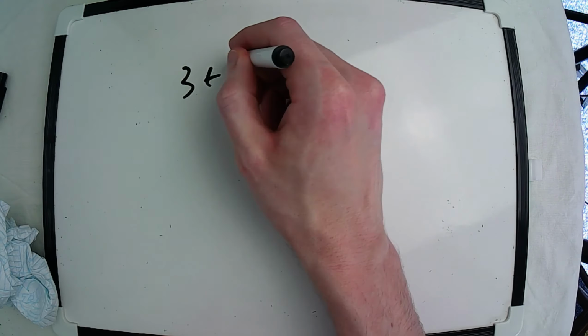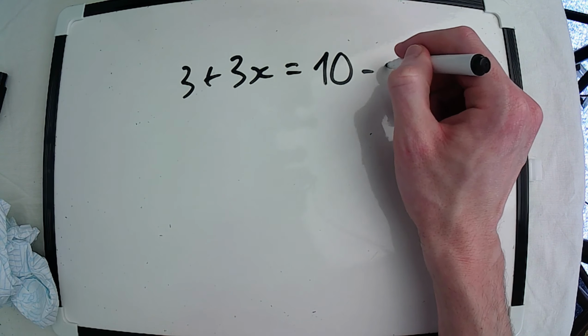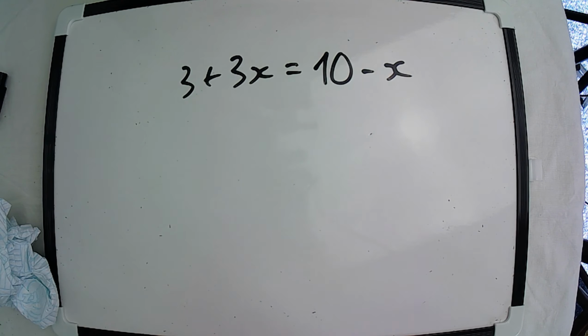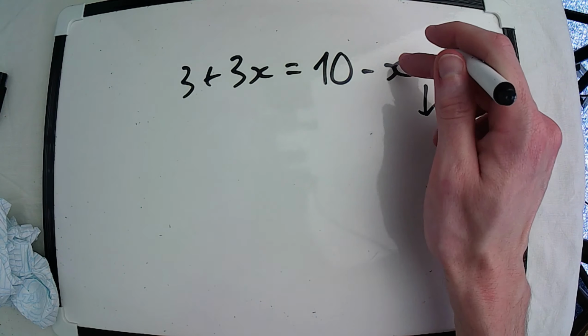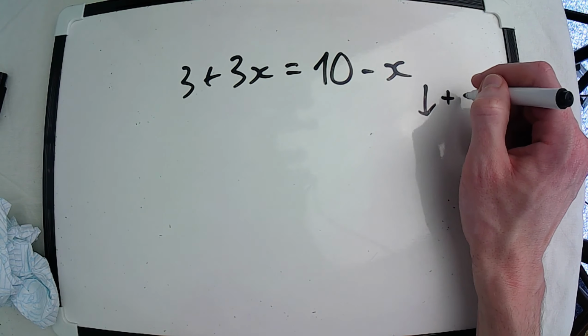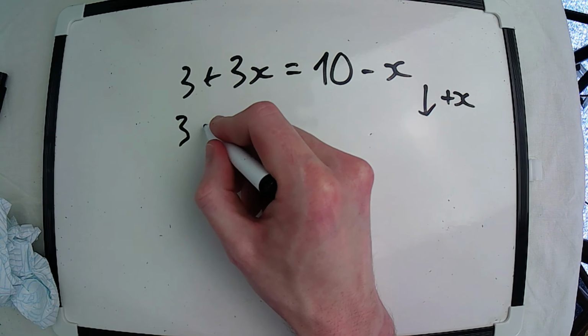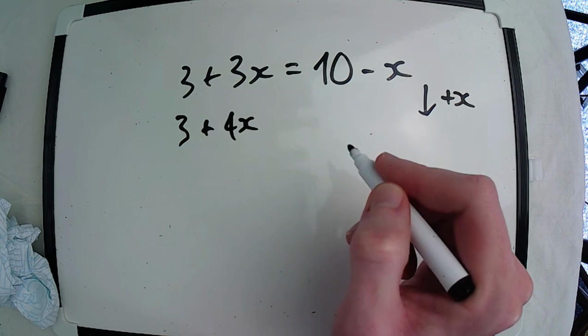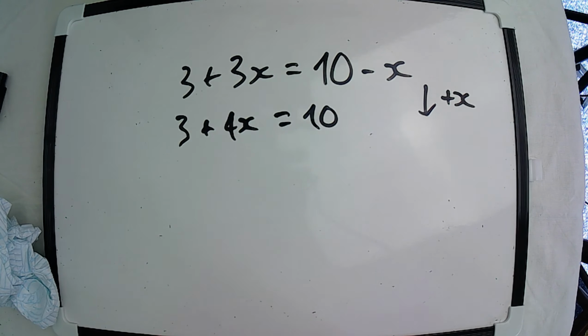3 plus 3x equals 10, subtract x. What shall we do first? Again, I don't like the negatives, so I'm going to deal with the negative x. Remember, that's negative 1x, and add x to both sides. Over here, the 3 doesn't change. 3x becomes 4x. 10 doesn't change, and minus x plus x is nothing.